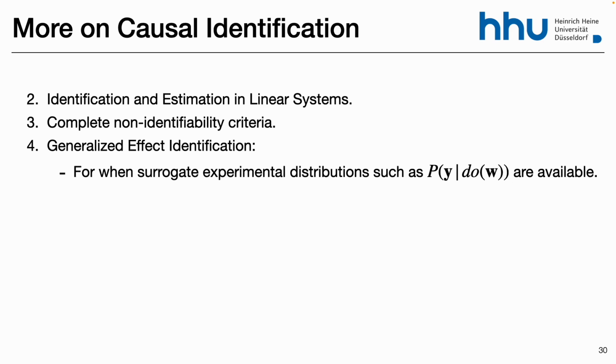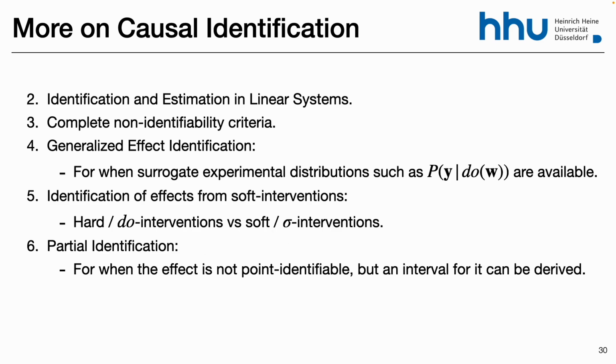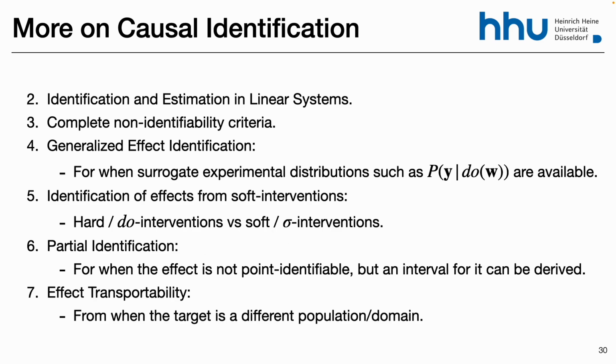Generalized effect identification. Sometimes you have experimental data available. If you're interested in the effect of X on Y, you sometimes have data from other experiments. We call them surrogate experiments. So you have data, for example, on the variable W, plus the observational distribution. How can you combine all these distributions to help you get identifiability? Here is about soft interventions, and partial identification, I told you about as well.